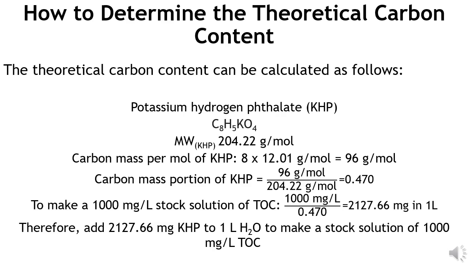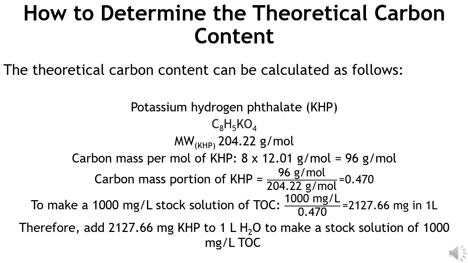For example, potassium hydrogen phthalate, also known as KHP, has a molecular weight of 204.22 gram per mole and contains 8 carbon atoms. Therefore, determine the carbon mass per mole by multiplying the number of carbon atoms by the atomic weight of carbon. In this case, the carbon mass per mole in KHP is 96 gram per mole. Then determine the carbon mass portion of KHP by dividing the carbon mass per mole of KHP by the molecular weight of KHP to get a ratio.